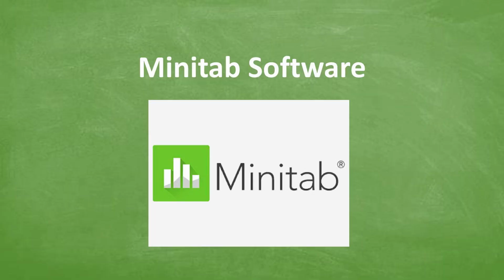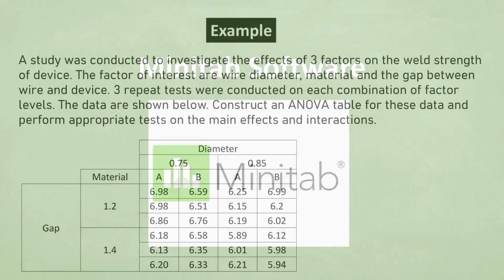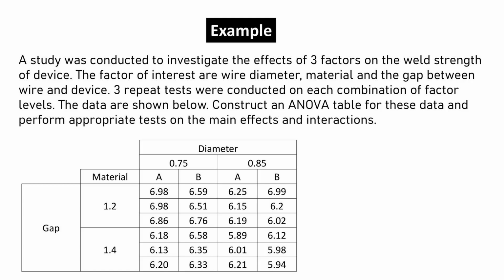Minitab software provides a comprehensive toolkit for statistical analysis, from hypothesis testing to predictive modeling. A study was conducted to investigate the effects of 3 factors on the weld strength of a device. The factors of interest are wire diameter, material, and the gap between wire and device. 3 repeat tests were conducted on each combination of factor levels. The data are shown below. Construct an ANOVA table for these data and perform appropriate tests on the main effects and interactions.